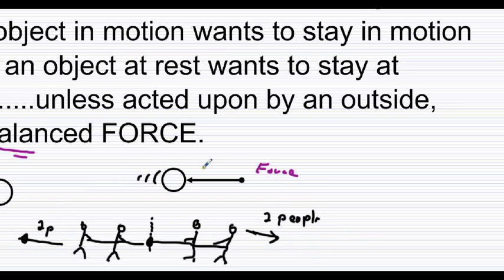So if I were to take this ball and at the same time take that force and, let's see, make another one. Let me do it this way. An equal and opposite force pushing this way on that ball, the ball wouldn't change. It would keep doing what it's doing. Okay? An object in motion wants to stay in motion. An object at rest wants to stay at rest unless acted upon by an unbalanced outside force. That was the first law.